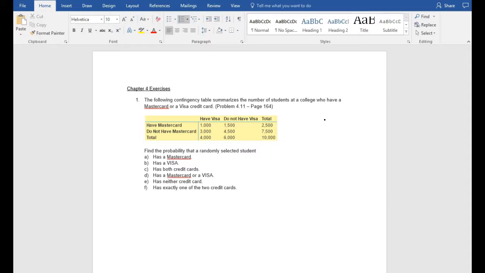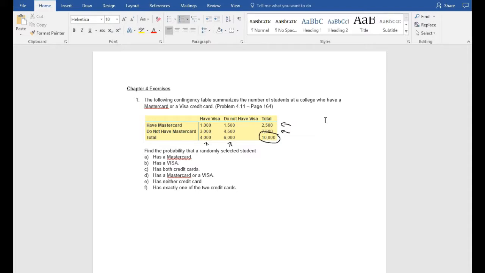If we want to know the probability of a randomly selected student having a MasterCard, we just need to look for the marginal probabilities. This is a contingency table. The marginal probabilities are going to be just at the bottom here and on the side. Or I guess I shouldn't call them probabilities, they're frequencies. So this is a frequency distribution, and this is the overall total of students.